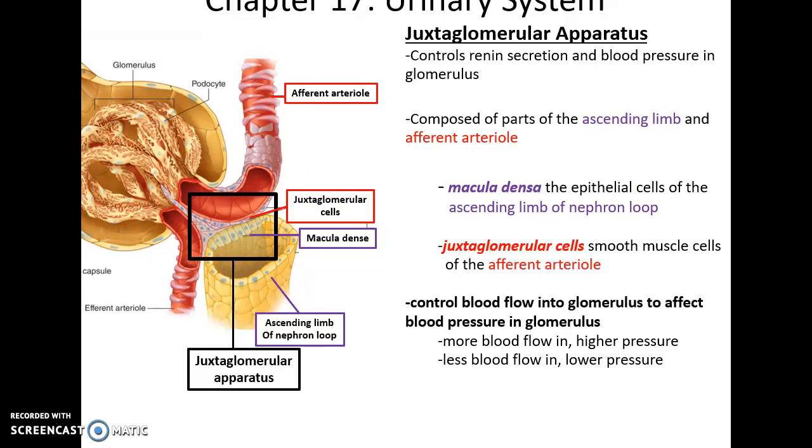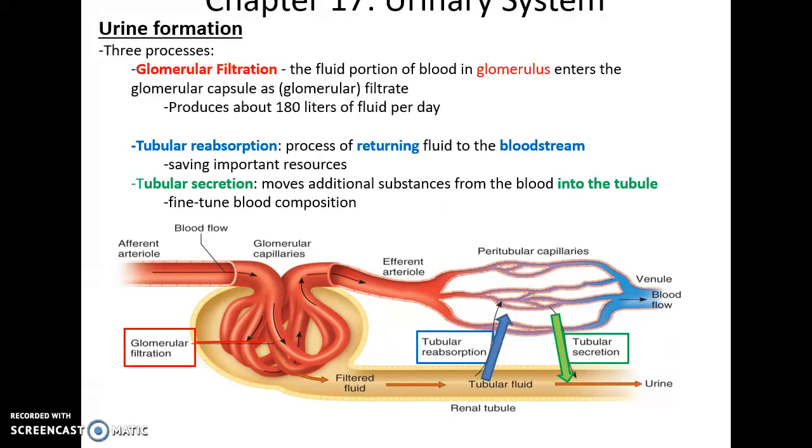So it can cause the afferent arteriole to constrict to reduce blood flow or to dilate to increase blood flow. If it constricts and reduces blood flow, pressure goes down. If it dilates and allows more blood to enter, then pressure goes up.